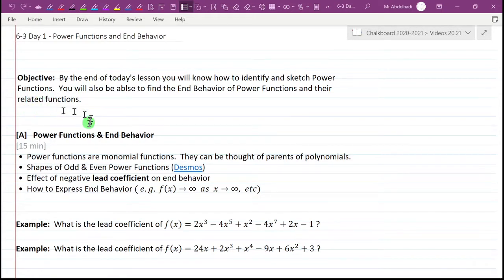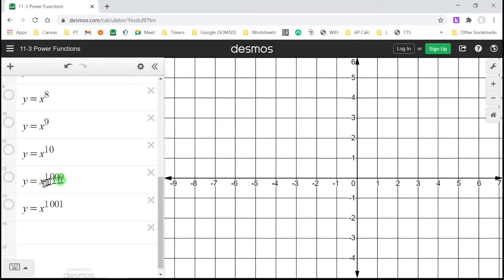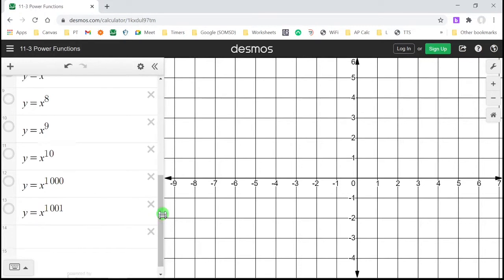So the smallest, simplest possible function is called a power function. And a power function is a function that is simply y equals x to a power. So y equals x to the 0, y equals x to the 1, y equals x to the 2, and so on and so forth. You can see I go all the way down to y equals x to the 10, and then I jump to y equals x to the 1,000 and 1,001, and we'll talk about that in a minute.